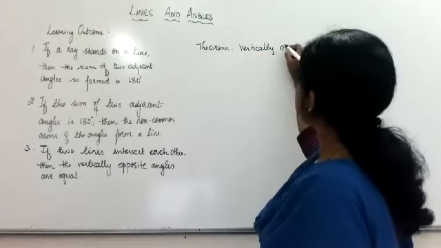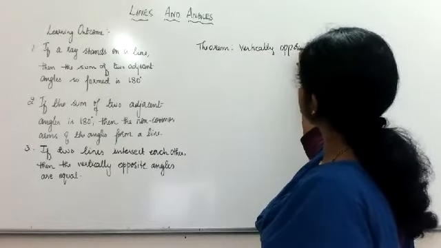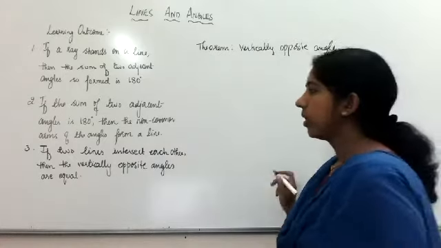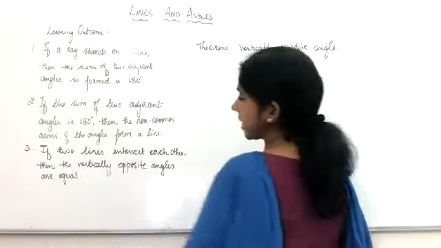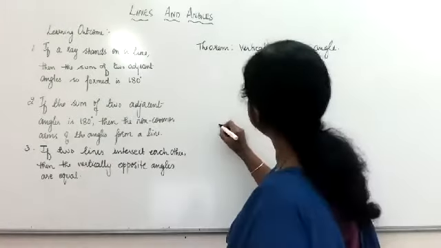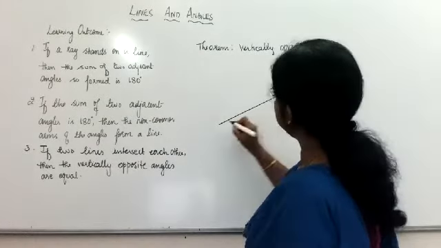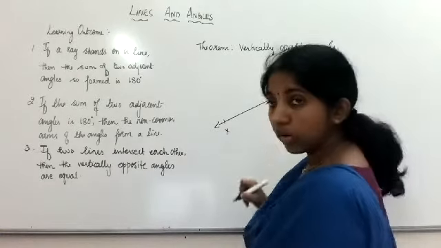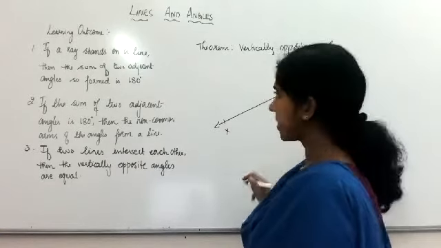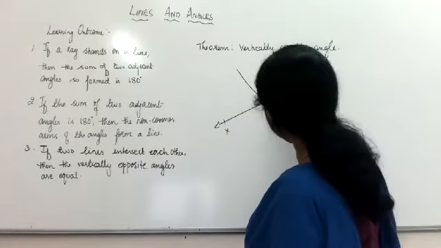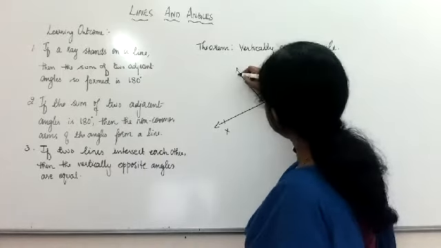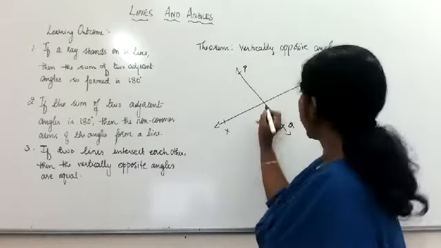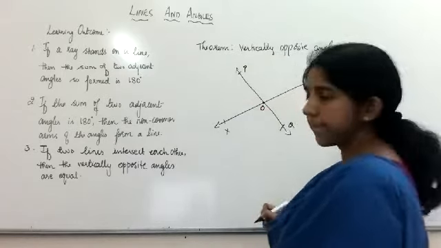Vertically opposite angle theorem, I can name it. So why? If two lines intersect each other, there is one line. Let me say this is X and Y. There is one more line which is intersecting the previous line. So let me say one more line which is intersecting it, P and Q and O, PQ and O.